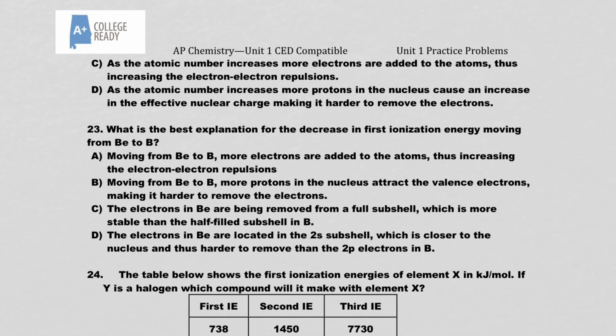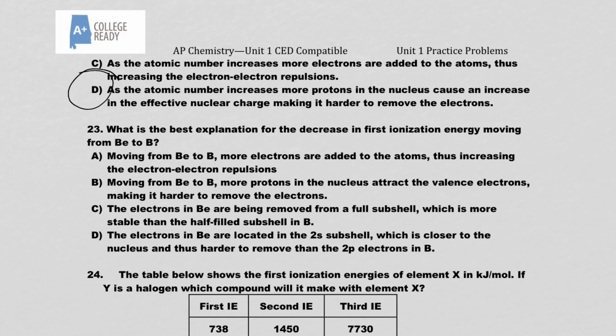As the atomic number increases, more electrons are added to the atoms, thus increasing electron-electron repulsions. We know electron-electron repulsions are a real thing, but they cause size to be larger. So it can't be that, because we know the size is decreasing, which is causing the ionization energy to increase. So let's look at D. As the atomic number increases, more protons in the nucleus cause an increase in the effective nuclear charge, and that is the reason. So hopefully you could think of that reason and then choose the right answer.